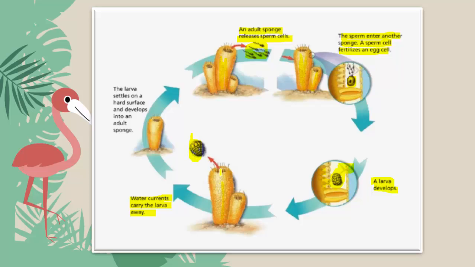When water goes inside and comes out through the osculum, the larva also comes out, and that larva, when it comes in contact with the hard surface, that is substratum, it grows into an adult animal, that is adult sponge. So the adult sponge does not appear directly; that adult sponge develops from the larva. Therefore the development in Porifera is called indirect development. As the development occurs through the larval stage, the development is called indirect development.